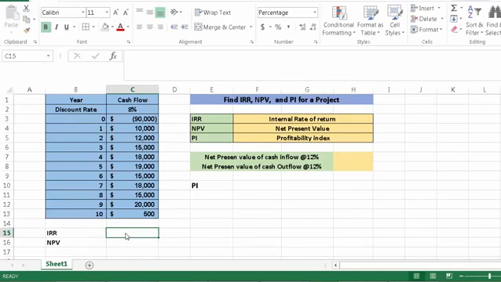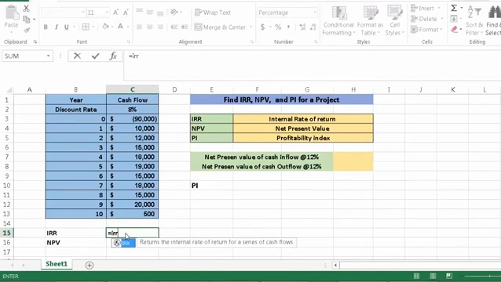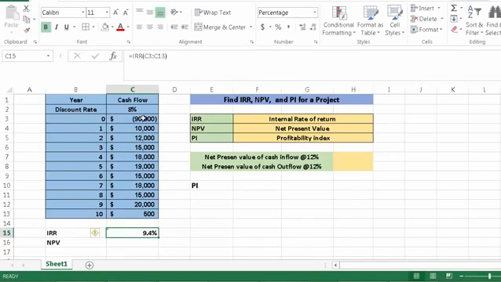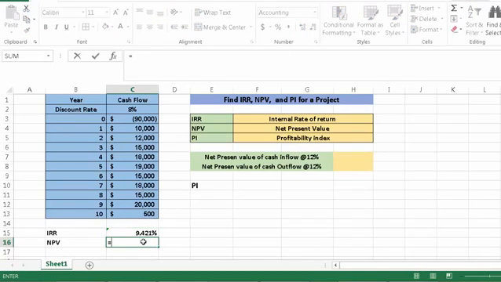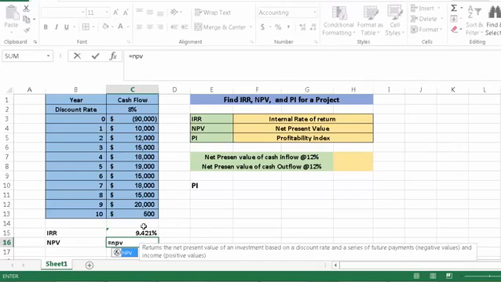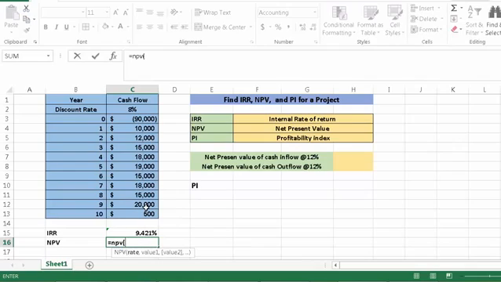I write the equal sign, then IRR, then open the parenthesis, then select the values from year 0 to the last year, then close the parenthesis, then press enter. We calculate the IRR. If we need to adjust the decimal, we use this option to adjust the decimal of the IRR in Excel.